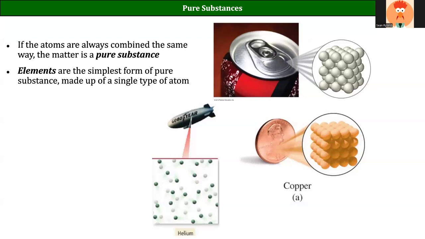At its most basic, if your matter is made up of only one type of atom, then it's what's called an element. And if it's made up of more than one type of element or atom, it's a compound. And that's a pretty easy distinction to make, at least on paper, because all you have to do is say, well, how many different types of elements are there? If it's only one type of element, it's an element.